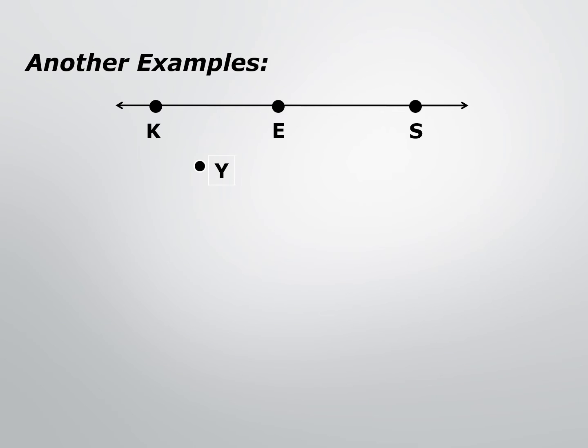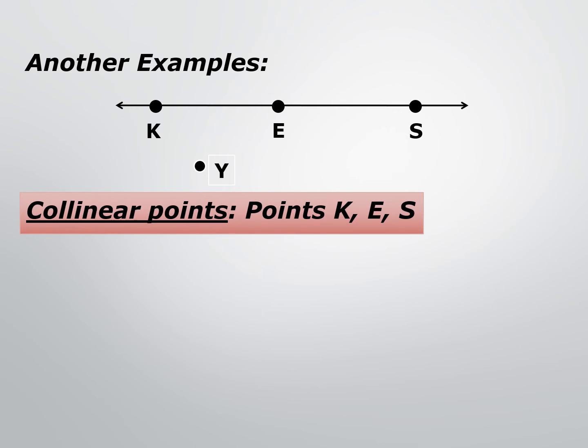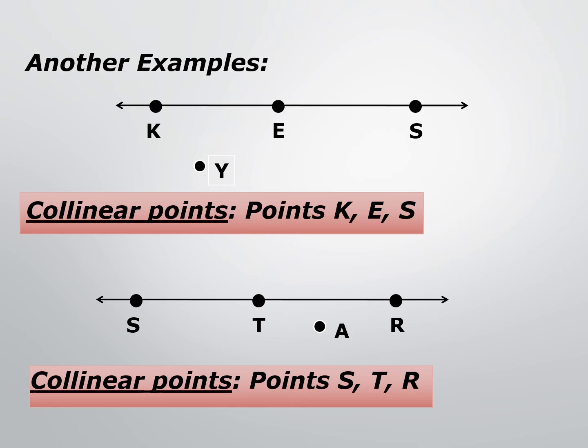So let us have another example. We have line KS, or we have points K, E, S, Y. The collinear points here are points K, E, S. And for the other one, we have point S, point T, point A, point R. The collinear points are points S, T, and R.